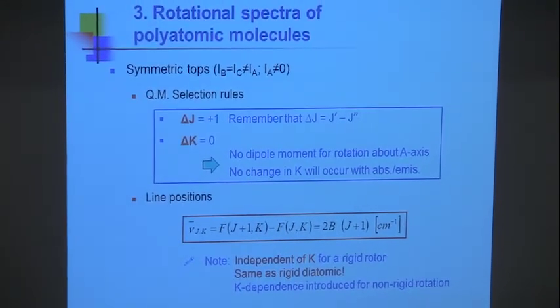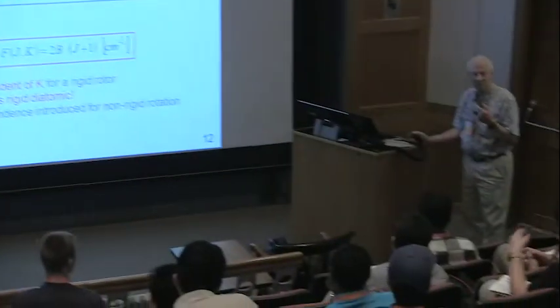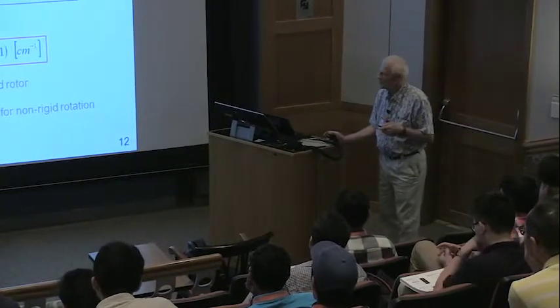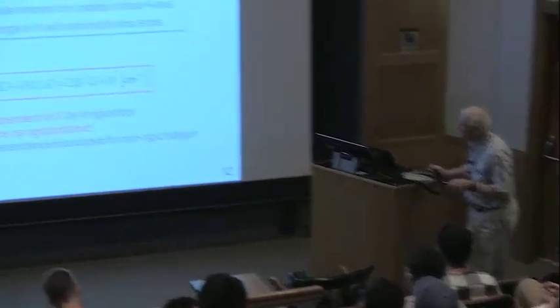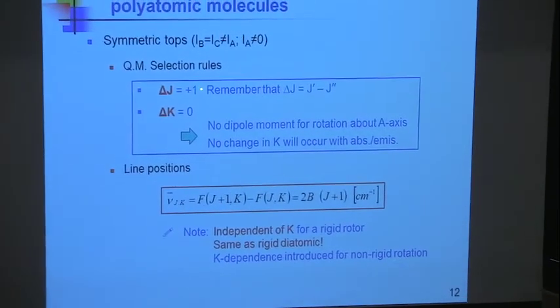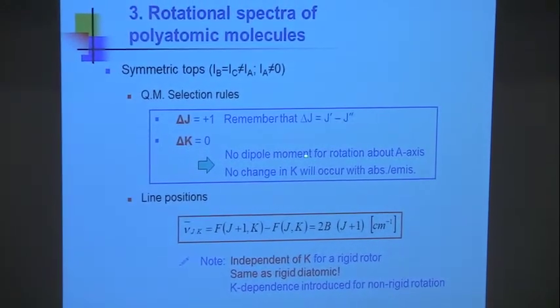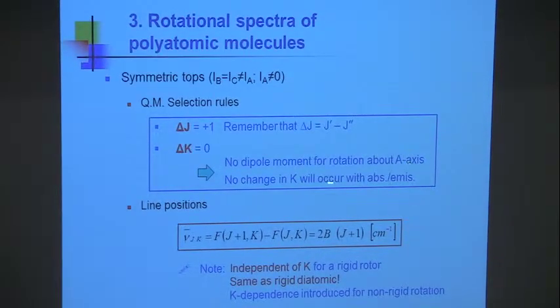Why is that? Well, there's no dipole moment for rotation about that axis. So it follows physically that we keep the same restriction, delta J of 1, but delta K is 0. So since there's no dipole moment for rotation about that unique axis, no change in K occurs. Now, what does that mean about the line positions? The positions of the lines in frequency units are, as usual, the difference between the upper state and lower state. And what do we get? Exactly the same thing we've had before. So the symmetric top doesn't really complicate our lives that much at this level, at the rigid rotor level.